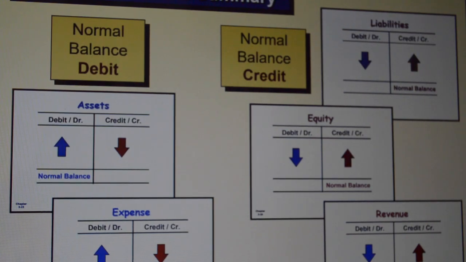The asset account is increased by debits and decreased by credits. Expenses also increase by debits and decrease by credits. Liabilities increase by credits and decrease by debits. Equity account also increases by credits, decreases by debits. Same, revenue also increases by credits and decreases by debits.